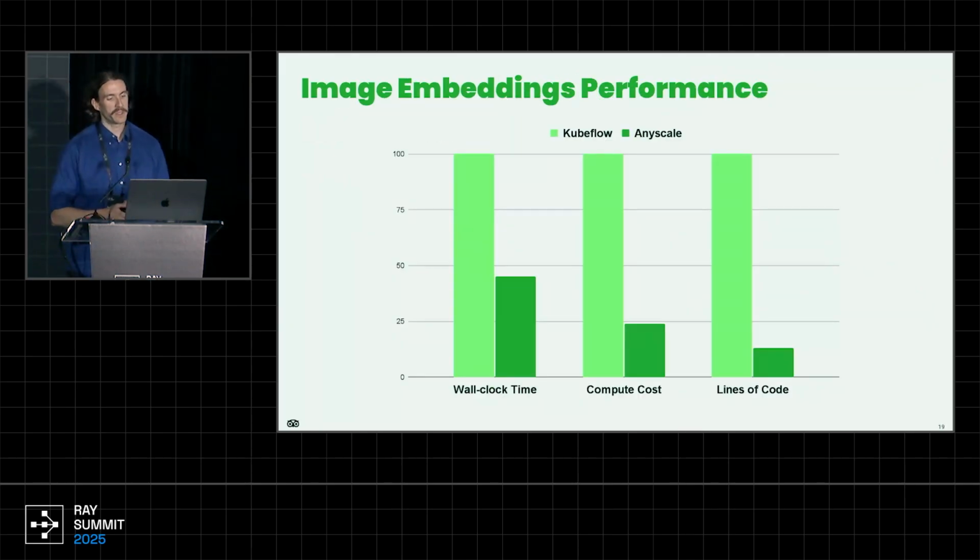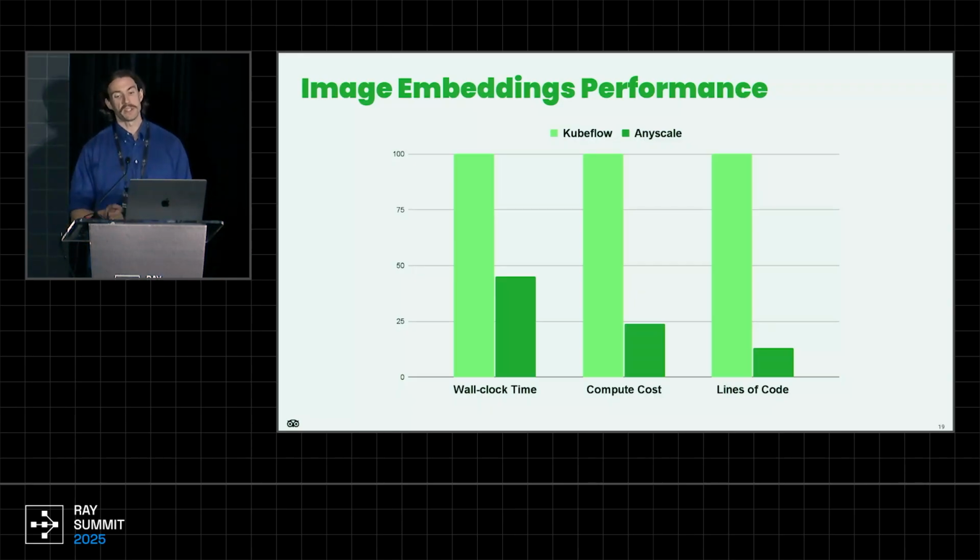So to talk about the performance improvements that we've seen building on the proof of concept examples. We have Kubeflow on the left here as our baseline at 100%, and then Anyscale on the right. We measured across wall clock time, compute cost, and lines of code. Lower is better. So particularly beneficial for these pipelines is Ray Data's streaming workloads to decouple the CPU-based Ray actors for image downloading and pre-processing, etc., and the GPU-accelerated Ray actors for the actual embeddings process itself.